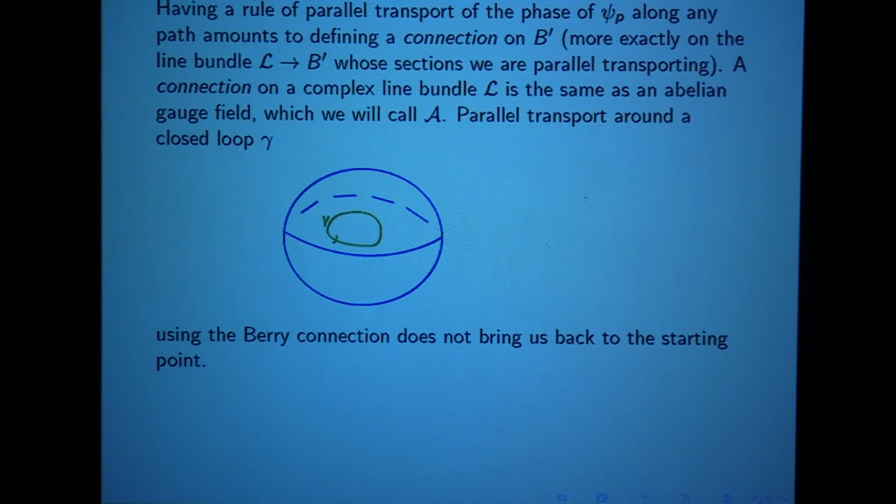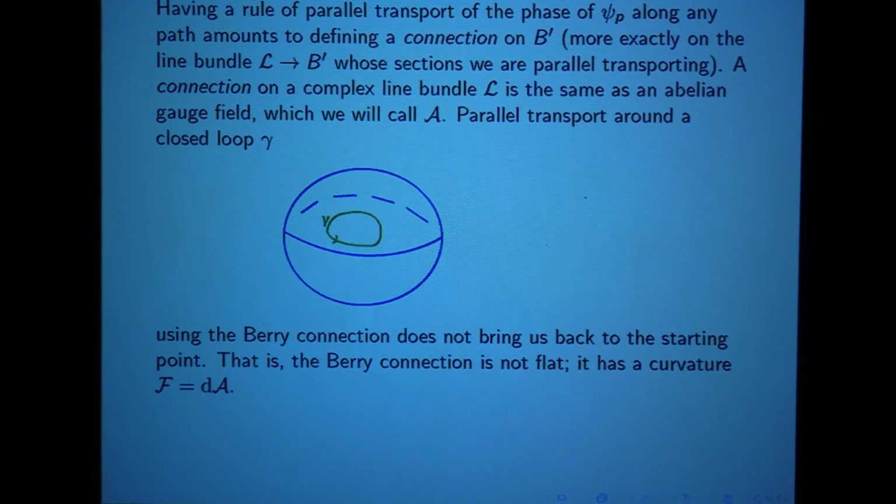Now, if we make parallel transport around a closed loop gamma, psi will come back to itself with the same norm, because the Berry connection preserves the norm, but it won't necessarily come back to itself with the same phase. The Berry connection isn't flat. So parallel transport around a closed loop using the Berry connection doesn't bring us back to the starting point. It changes phase. The Berry connection has a non-trivial curvature, F, curly F I call it.